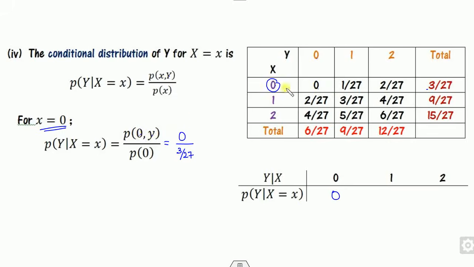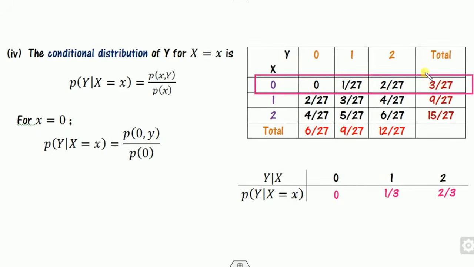What is 0 comma 1? So 1 by 27 divided by this, so it's 1 by 3. Similarly for here it is 2 by 3. Look at that, this is my value of p of 0. So this divided by this, and so on. So this is case 1.